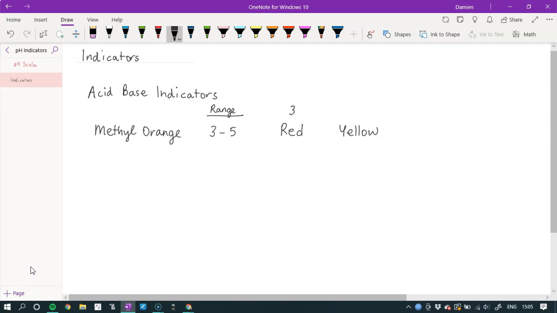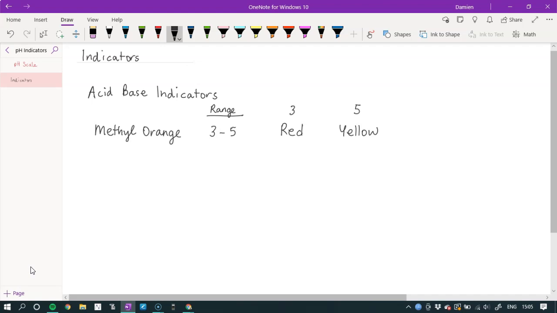So this is the 3 and this is the 5. What is it between 3 and 5? So if the pH is somewhere around 4, you would have a color that's in between red and yellow. But at a pH of 3, it is distinctly red, and at a pH of 5, it's distinctly yellow. Anything in between then gives you a mix of the colors.